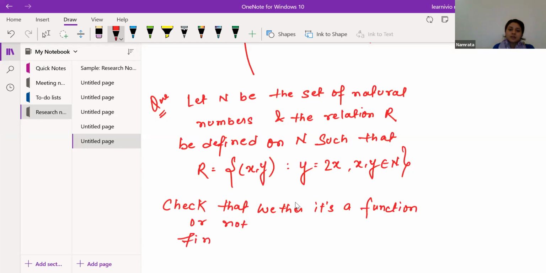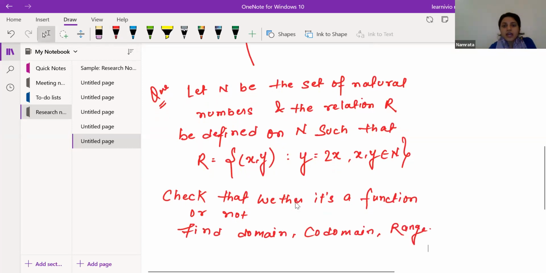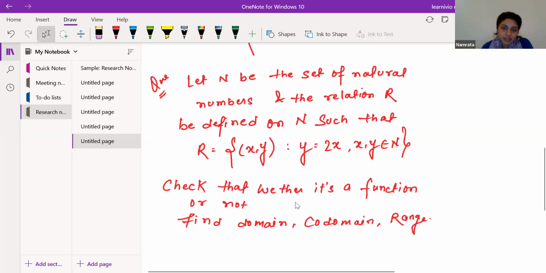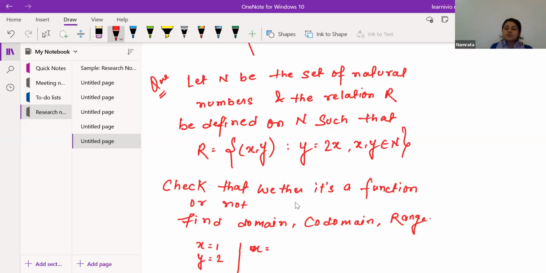Find the domain, codomain, and range. So here, as you can see, we have y = 2x. When we draw the mapping diagram, whatever natural number x you put, you will get a new y, right? Suppose you take x = 1, your y value will be 2 into 1, that is 2. When you take x = 2, your y value will be 2 into 2, that is 4.